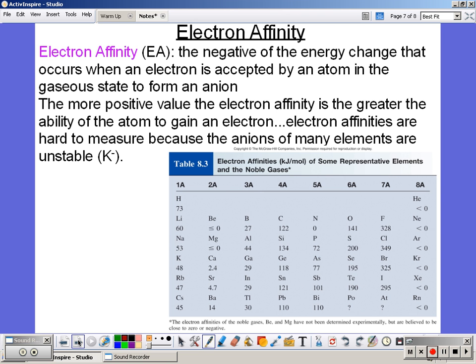Electron affinity, or EA, is the negative of the energy change that occurs when an electron is accepted by an atom in a gaseous state to form an anion. The more positive the value of electron affinity, the greater the ability of the atom to gain the electron. Electron affinities are hard to measure because the anions of many elements are unstable. Like potassium negative, potassium doesn't want to be negative, so it's a very unstable anion. So it's hard to measure that.